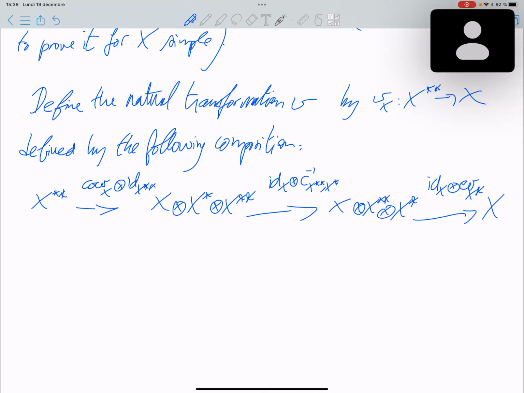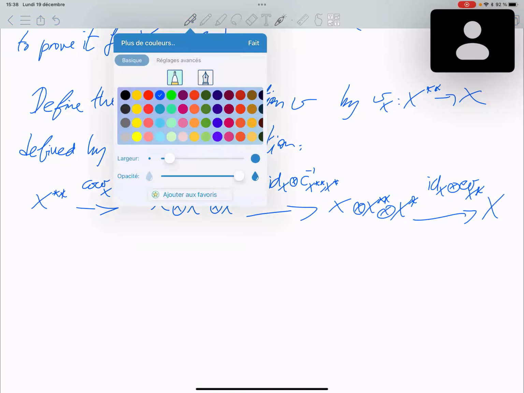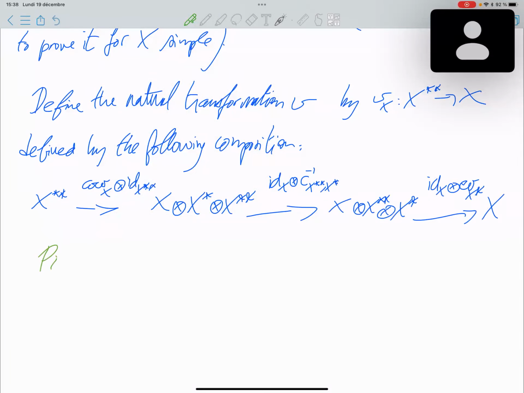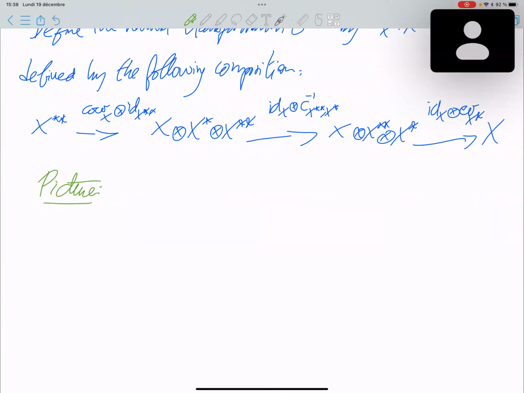So what's the picture? You start with a co-evaluation, co-ev of X, X, X star, identity, X double star. Then you make the reverse braiding and identity. Then you make the evaluation, identity, X star.